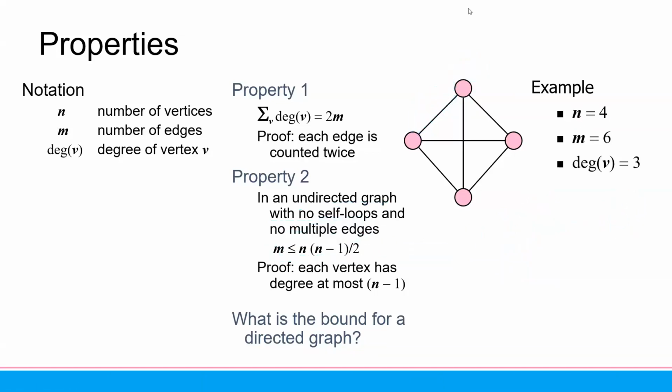So the proof is, each vertex has degree at most n minus 1. So we have n equals 4, then at most the degree is 3. So this is for an undirected graph. What about if we have a directed graph? It has different properties. And this is only for the undirected graph.